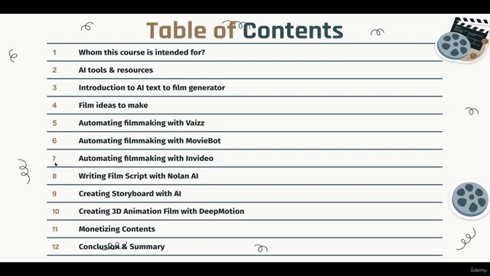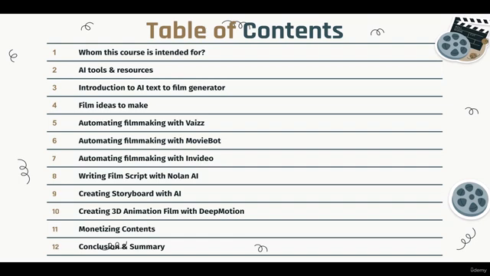Okay, so let's move on to the next one here, chapter 8, because we already talked about chapters 5, 6, and 7. Chapter 8 is writing a film script with Nolan AI. This is like the second project. I'm going to guide you step by step on how to generate a film script using Nolan AI.